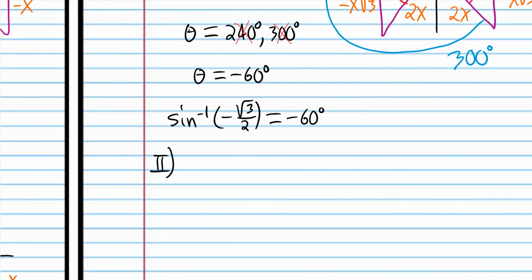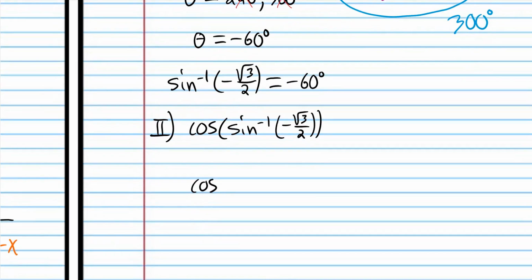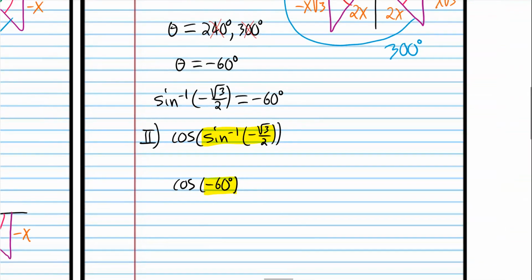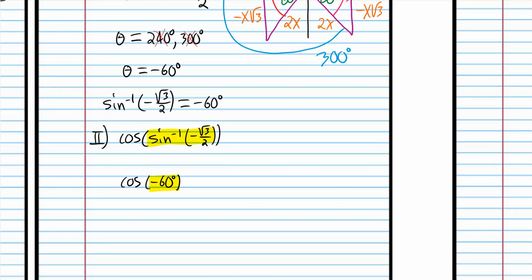So now we need to find what the problem is actually asking for. The value of cosine of sine inverse of negative root 3 over 2. And we found the value of sine inverse of negative root 3 over 2. That is negative 60. So now we're just trying to find the cosine of the negative 60 degree angle, and so we're going to rotate. We're going to rotate down into the fourth quadrant.